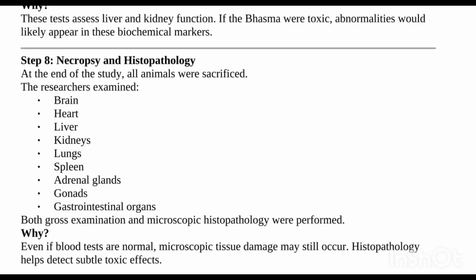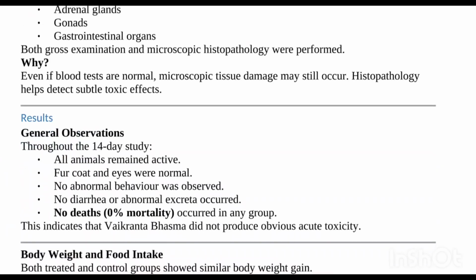Step 8, necropsy and histopathology. At the end of the study, all animals were sacrificed. Researchers examined brain, heart, liver, kidney, lungs, spleen, adrenal gland, gonads, and gastrointestinal organs. Both gross examination and microscopic histopathology were performed, because even if blood tests are normal, microscopic tissue damage may still occur. Histopathology helps detect subtle toxic effects.